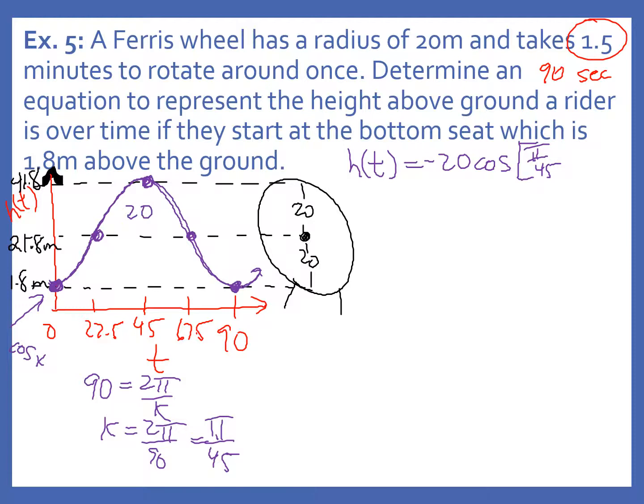We don't have any left or right movement, so we can just leave it like that. Pi over 45 times t. And then my c value, my equation of axis, is 21.8. So there's an equation that does model our motion. Again, there's an infinite number of solutions. Maybe you pick sine, maybe you pick positive cos. It doesn't matter. At the end of the day, we're all going to get the exact same graph out of it.